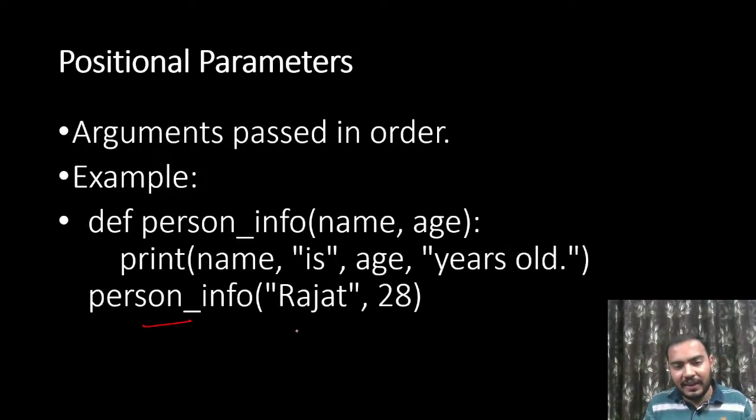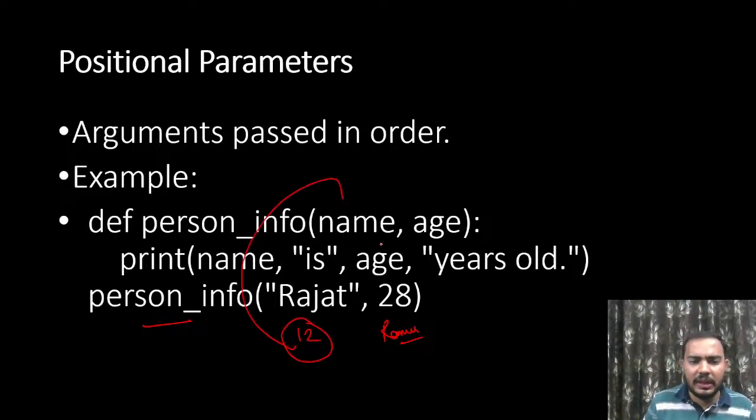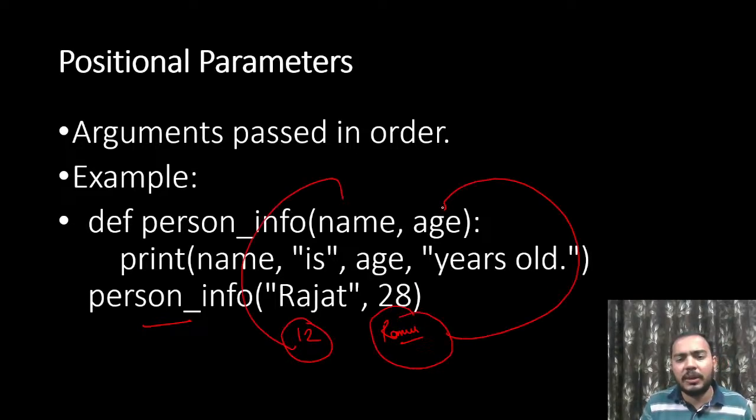Okay, so if let's say I make a simple mistake here and I call this function person age and I write 12 and let's say Ramu, so what will happen this time? This 12 will be stored in the name and this Ramu will be stored in the age because of their position, and this little logical mistake will give us an incorrect output, which will result in "12 is Ramu years old", right? So that is why it is very important to keep the position of arguments while we are working with functions.